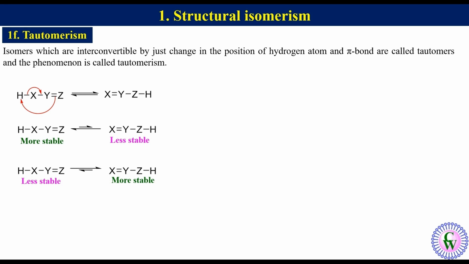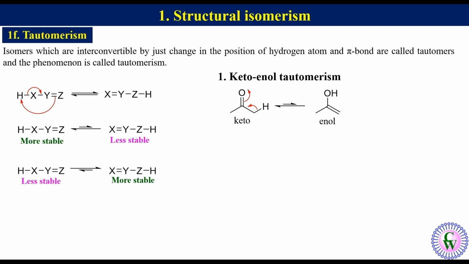Now let's go through examples. The first is keto-enol tautomerism. In this, the first example we are going to take is acetone. This is the keto form of acetone. It has enolizable alpha hydrogen. The relocation of the alpha hydrogen like this will give enol form. Since keto form is more stable than enol, the equilibrium arrow will be like this.